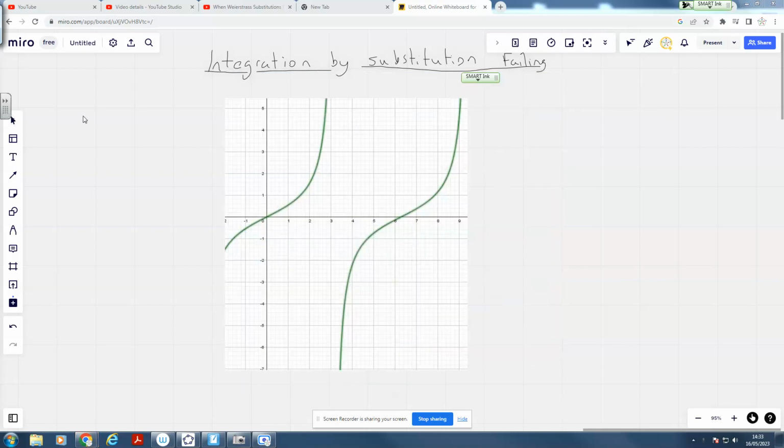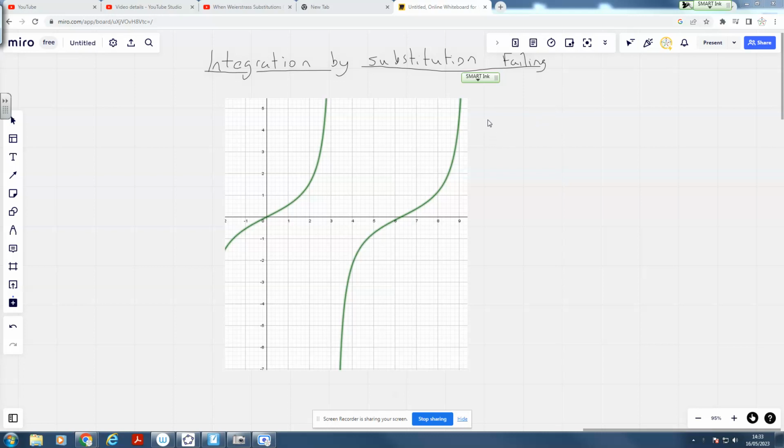This one's very much aimed at anybody who watched the Weierstrass substitution video with it failing. I want to talk a bit more about when integration by substitution fails, when we don't use a function which is one-to-one. And I want to thank Prince Sirin for his comment here because I've got to be honest, I was a little bit baffled as well when I started thinking about it.